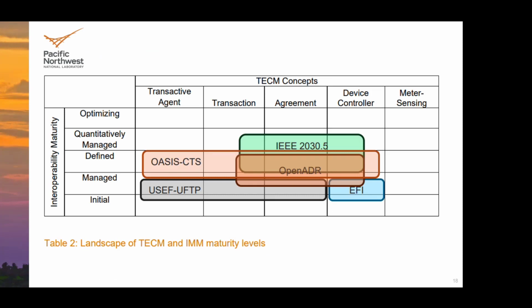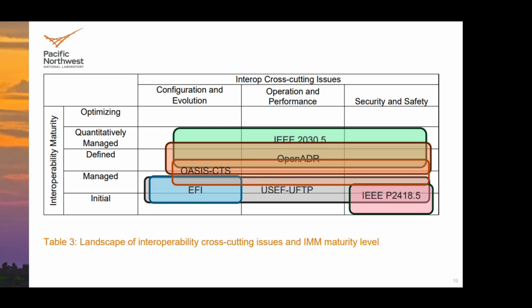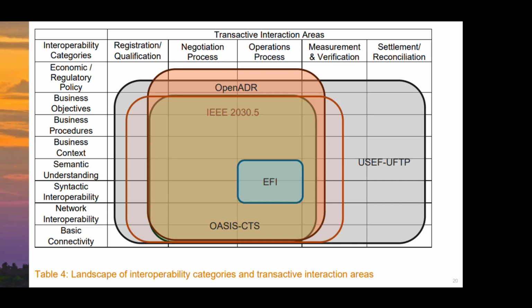Each one of these is an alternative or a different cut. So this one is the interoperability maturity levels versus the TECM concepts, or at least some of those concepts. I'll go through these fairly quickly. Once again, I'll share these slides, so if you want to think about this more and look at these in the future, you may. Next is interoperability maturity versus interop cross-cutting issues. And finally, interoperability categories versus transactive interaction areas.